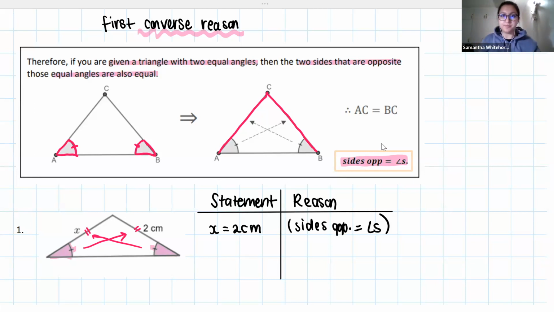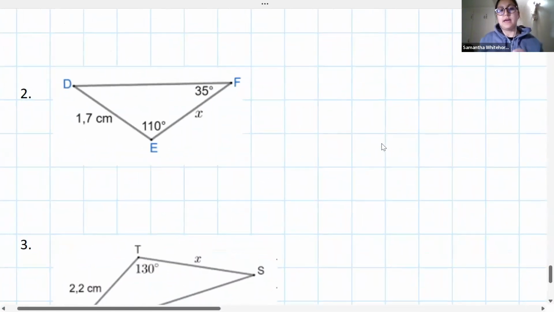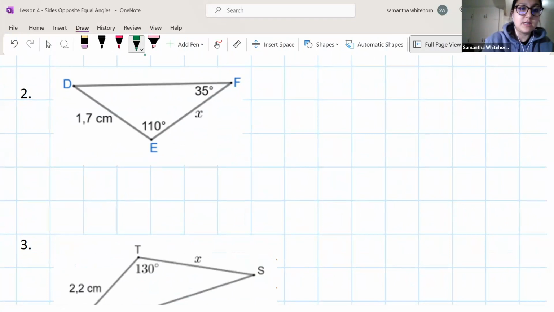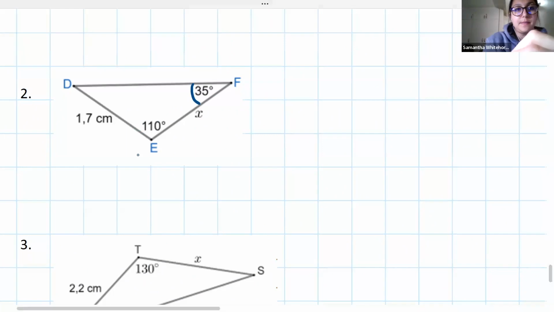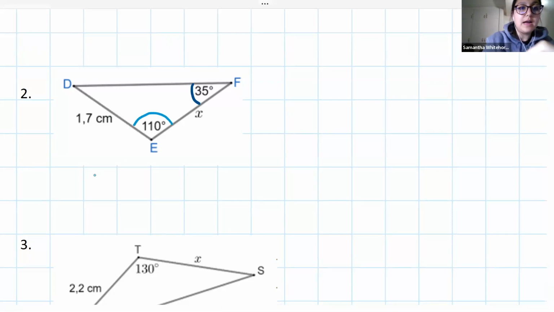Alrighty, so if we have a look at a question posed slightly differently, question 2 here, let's first have a look at what we have. In terms of the information I have on this diagram, I have been told that angle F is 35 degrees. I have also been told that angle E is 110 degrees. I have been told that the side DE is equal to 1,7. And I have been told that the length EF is equal to X. Right now, nothing there is helping me to find X.